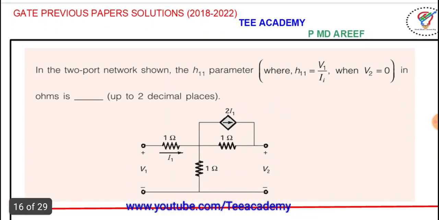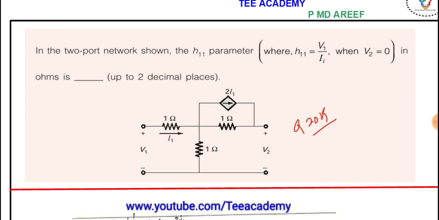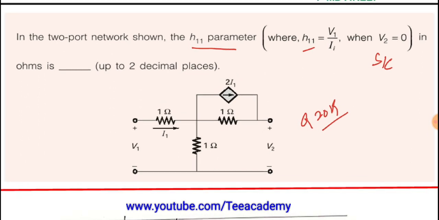Yes, this question is from the 2-port networks, and this is a GATE 2019 question in the 2-port networks topic. In the 2-port network shown, H11 is V1 by I1 when V2 is 0, that means short circuited, in ohms. We want to find the value of H12 here. So the same network is given here.